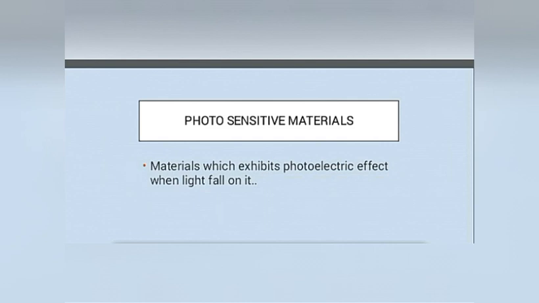Alkali metals such as lithium, sodium, potassium, cesium and rubidium respond to both visible and ultraviolet radiation. This means these alkali metals exhibit the photoelectric effect for both kinds of radiation, that is, visible and ultraviolet.